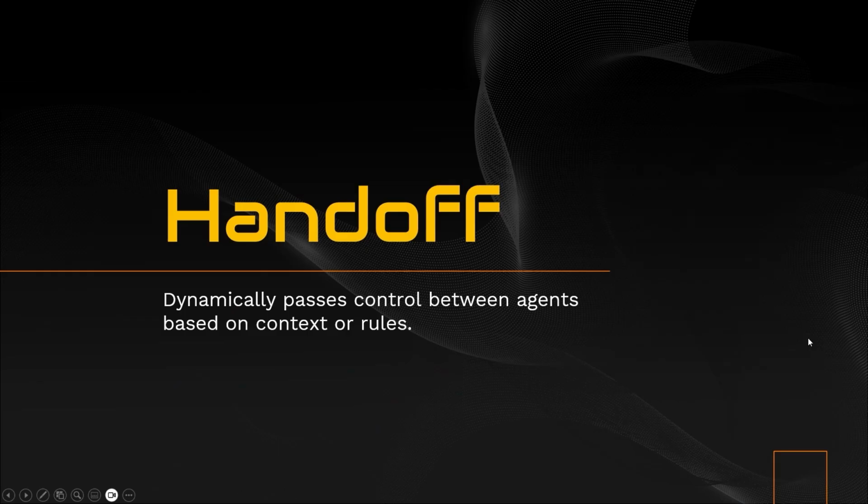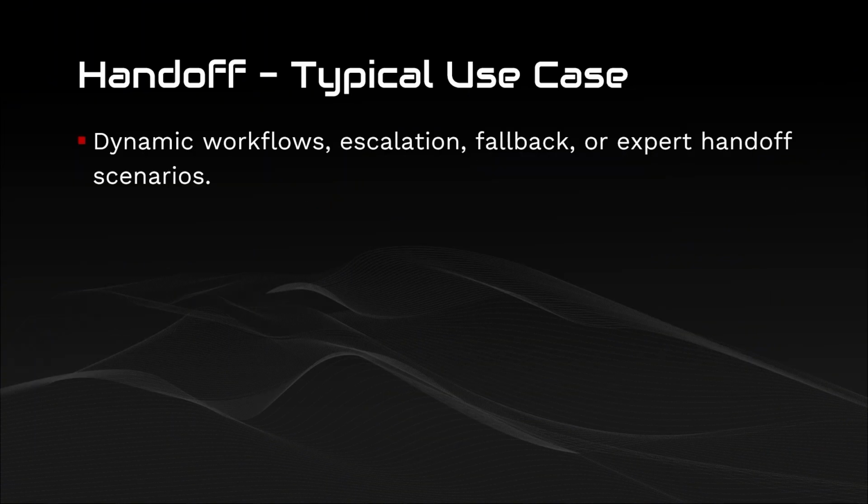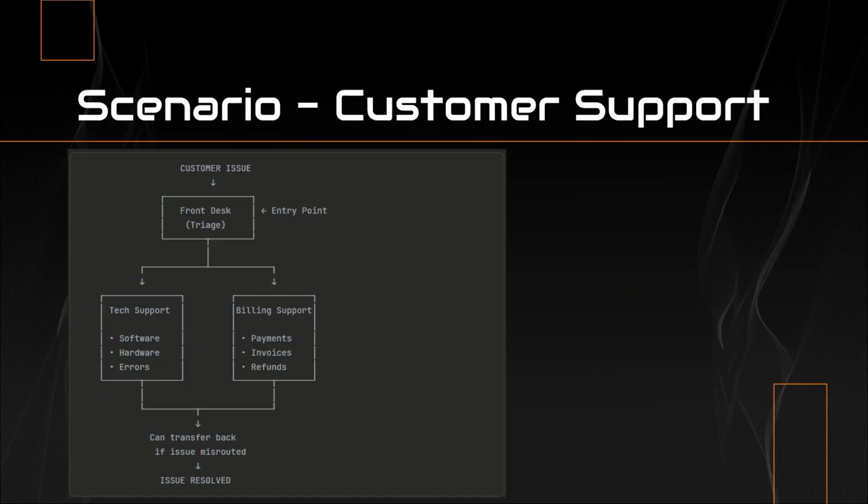It's really great. Let's continue our journey with Handoff. It dynamically passes control between agents based on context or rules. When should we use it? For dynamic workflows, escalation, fallback, or expert handoff scenarios. To understand it better, I have a scenario for you. Customer support. Consider your customer has an issue.